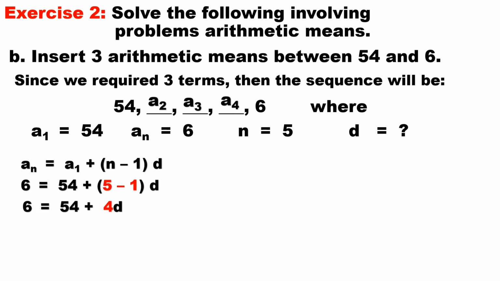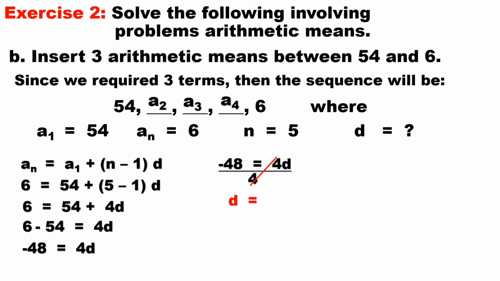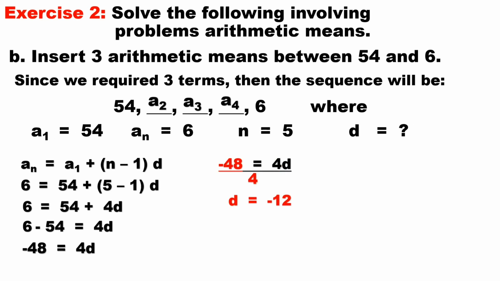Solve first inside the parenthesis, 5 minus 1 equals 4. Transpose 54 from right to left, from positive will become negative. 6 minus 54 is negative 48. Divide both sides by 4, cancel ang 4. Negative 48 divided by 4 equals negative 12. Therefore, our common difference is negative 12.